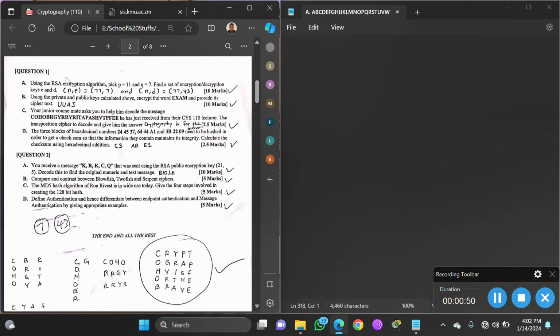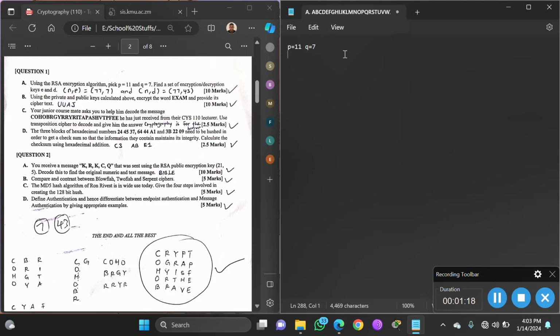So question 1A. Using the RSA encryption algorithm, pick P as 11. So our P should be 11. Then Q is 7. Then they are saying find the encryption and decryption keys E and D.